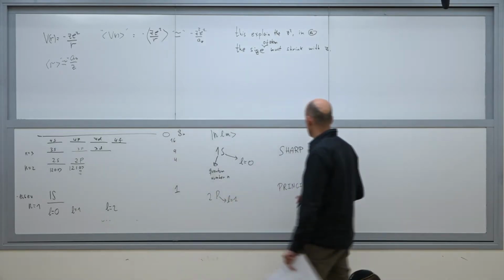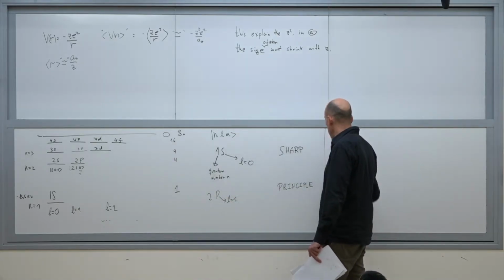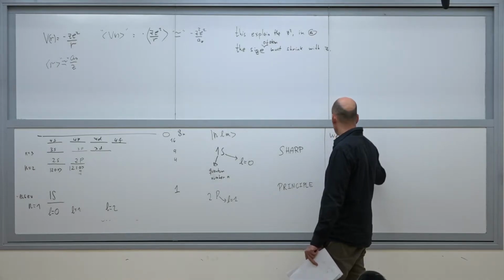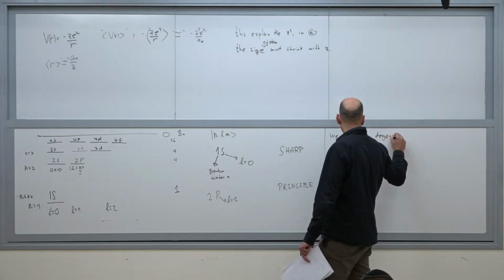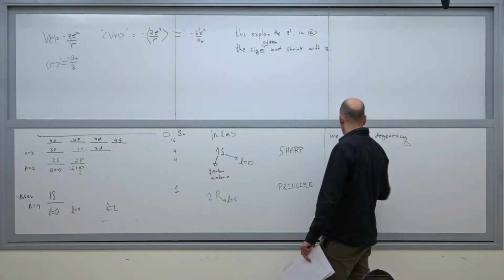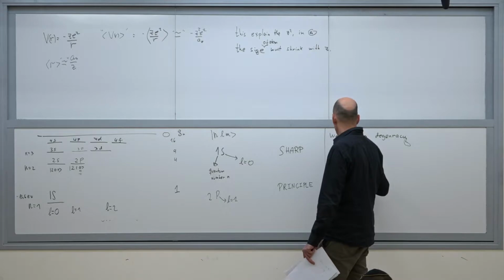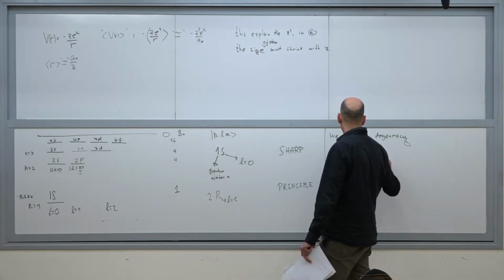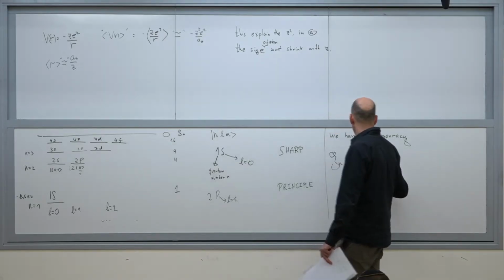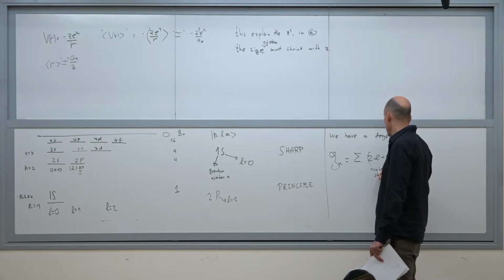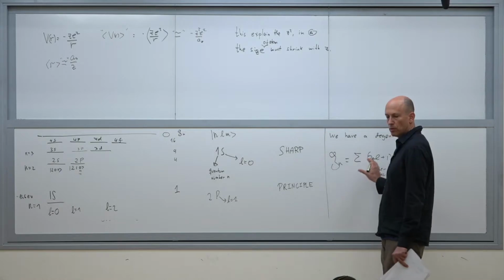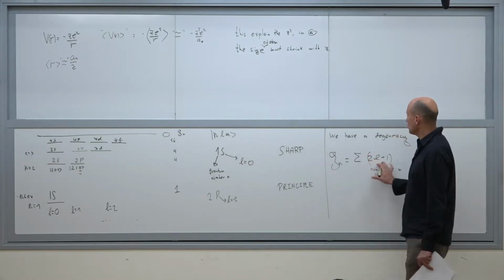Gn, the degeneracy, is the sum over 2L plus 1. 2L plus 1 is the number of M states, right? That's the azimuthal number. And I need to sum over L.